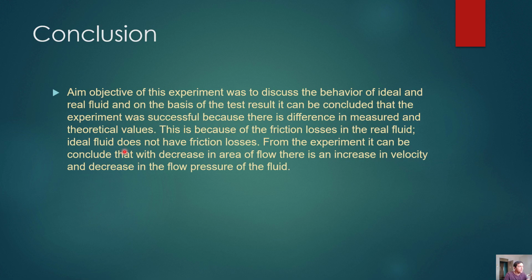From the experiment, it can be concluded that with decrease in the area of flow, there is an increase in velocity and decrease in flow pressure of the fluid. So one of them is directly proportional, the other one is inversely proportional.